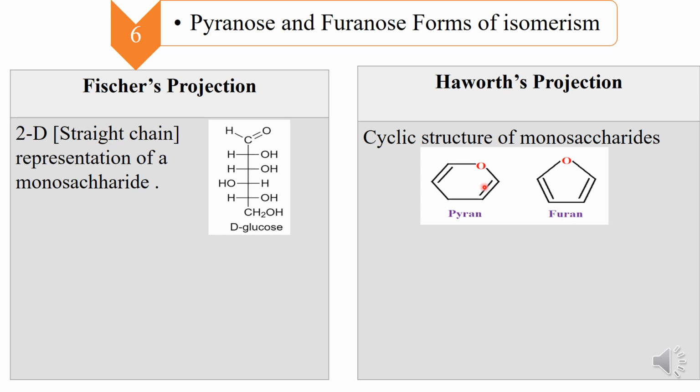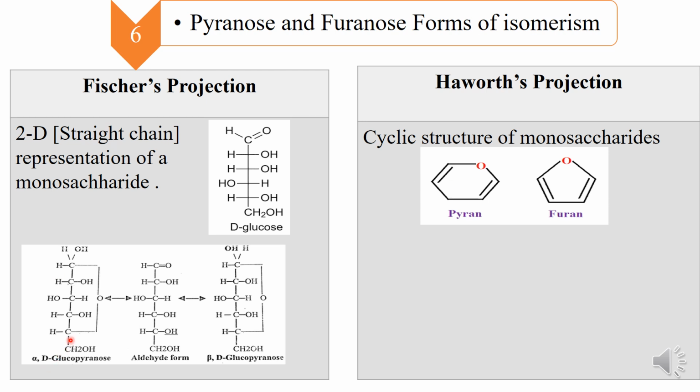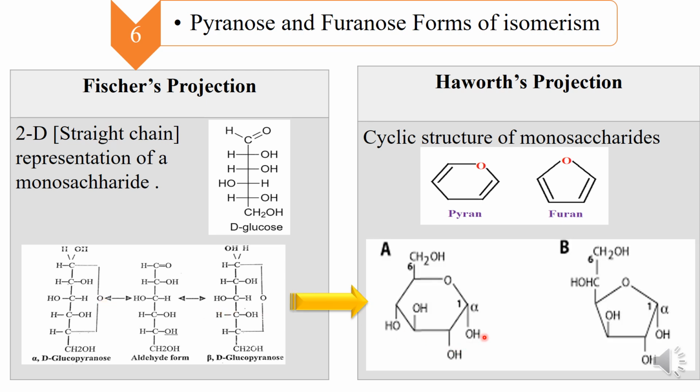They form hemiacetal rings, and this is due to reaction of an aldehyde group with the hydroxy group on the 4th or 5th carbon to form a furan or a pyran. So the alpha D glucose, which is shown in a Fischer projection, is cyclized to form either a pyran or a furan, which are hemiacetal rings.